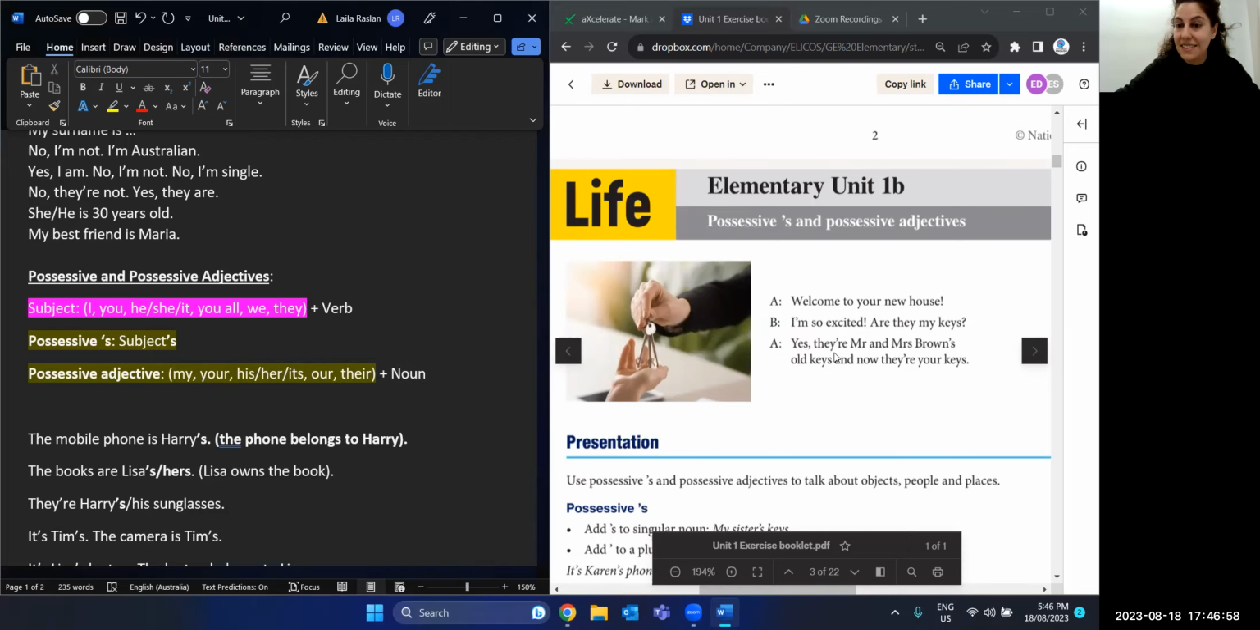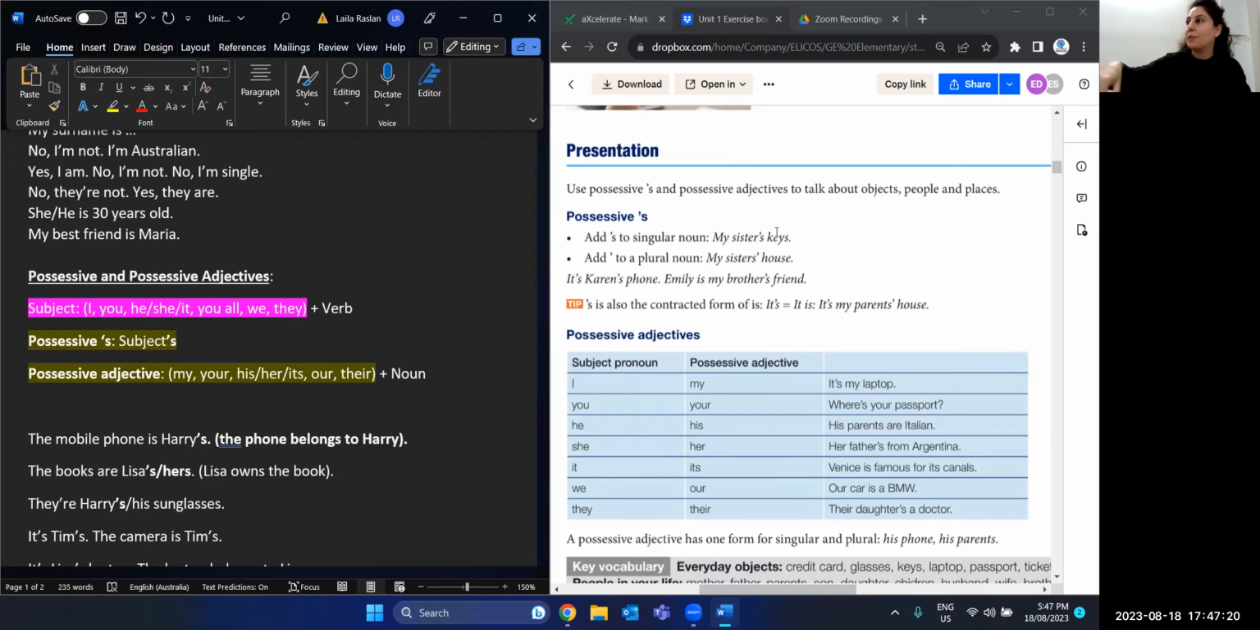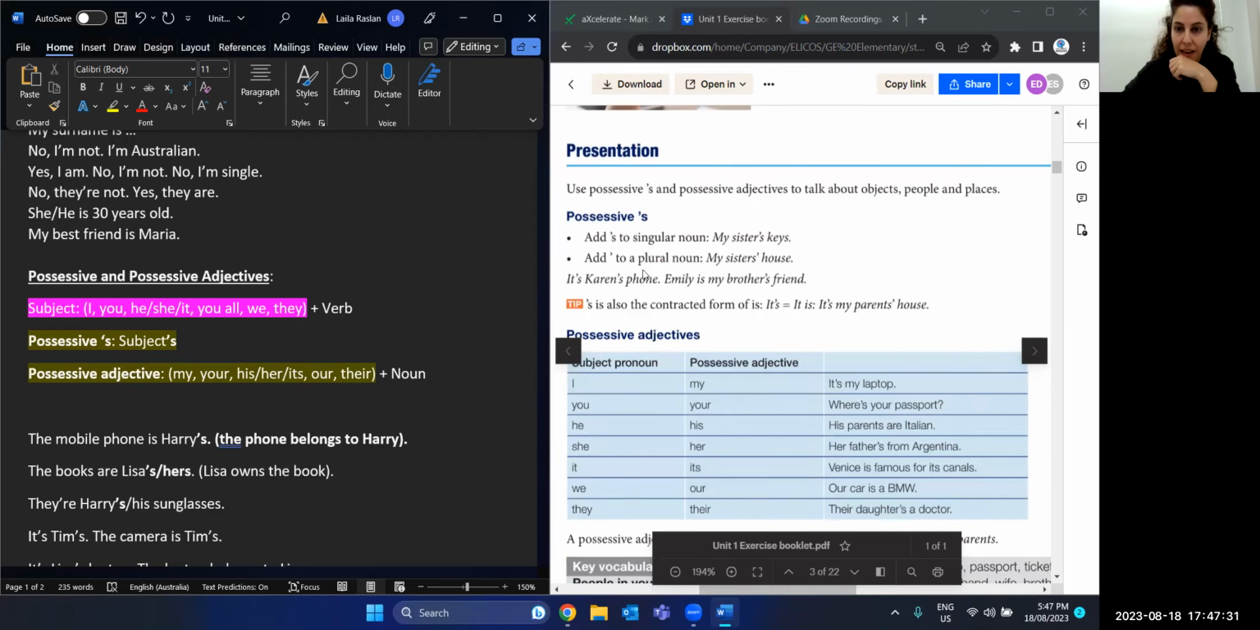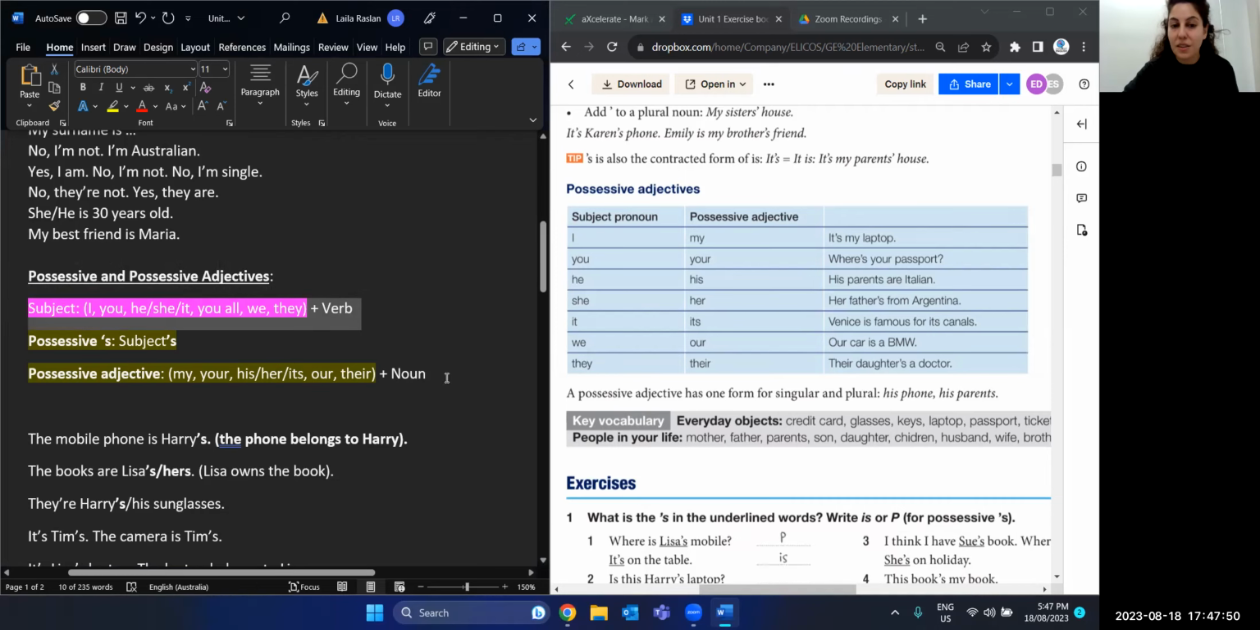And they say yes, they're Mr. and Mrs. Brown's old keys. And now they're your keys. So just really quickly, we add this possessive when we say something is for someone. So my sister's keys, my brother's house, my friend's book. When I say something is for someone else, I must put an apostrophe and an S. We also add it not just to singular, but to plural. And again, this is just the difference between the subject pronoun, I, you, he, she, it, you all, we, they, and the possessive adjective. One is used with a verb, the other one with a noun.